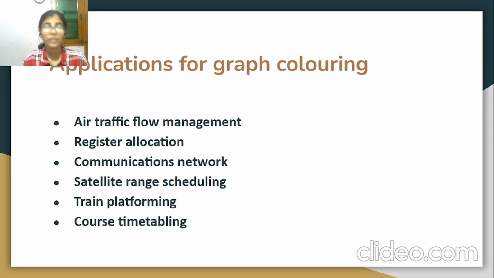There are various applications of graph coloring. Here we are showing air traffic flow management, aircraft scheduling, and register allocation applications. In communication networks, we use graph coloring, and we have different approaches to solve scheduling problems using vertex coloring. The nodes are scheduled as jobs, and the edges denote the conflicting pairs of jobs. In graph coloring, we model the scheduling problems with vertices and edges.